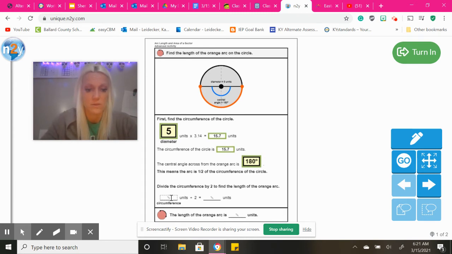So 15.7 divided by 2 equals 7.85. So the arc of the orange is 7.85. They're just walking through the steps of what it's asking you to do. I use a calculator. It is okay to use a calculator as well.